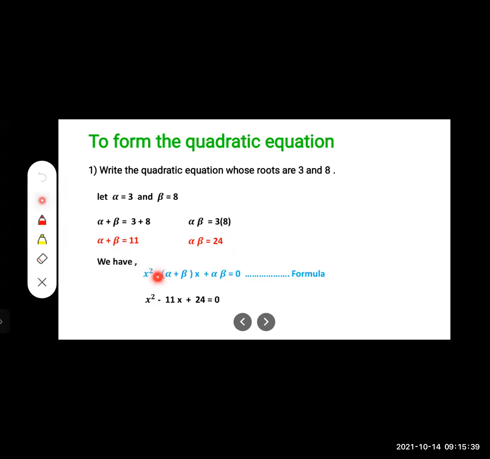See, x square minus alpha plus beta, 11 I have written. This x has come over here. So 11 into x, 11x. Okay. Then plus I have written like that only. Alpha into beta, how much will you get here? 24. Clear, children? Equal to 0. Now you got the quadratic equation. Degree is 2. Okay. A is not equal to 0. Clear, children?